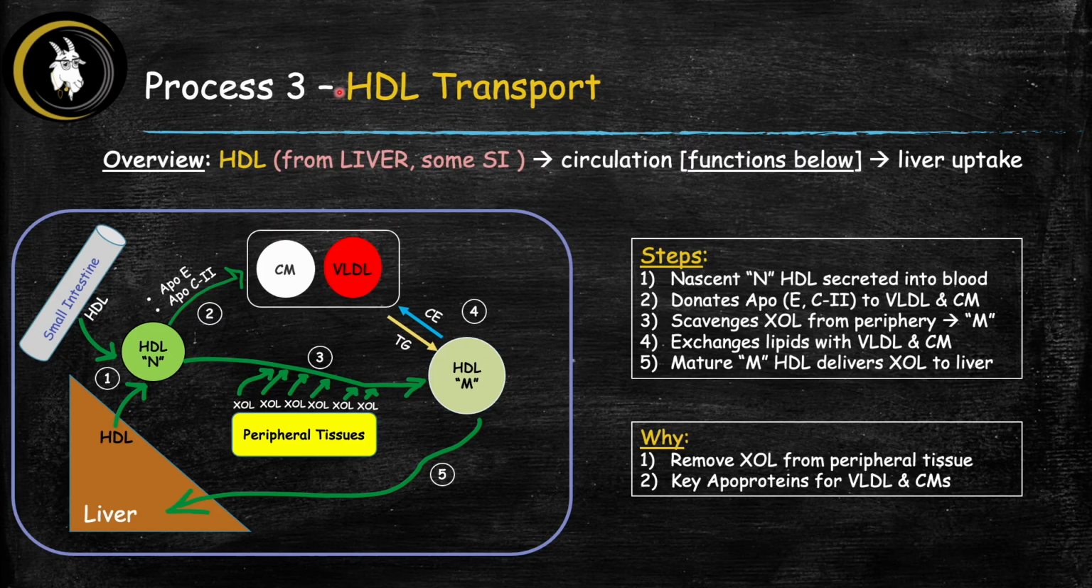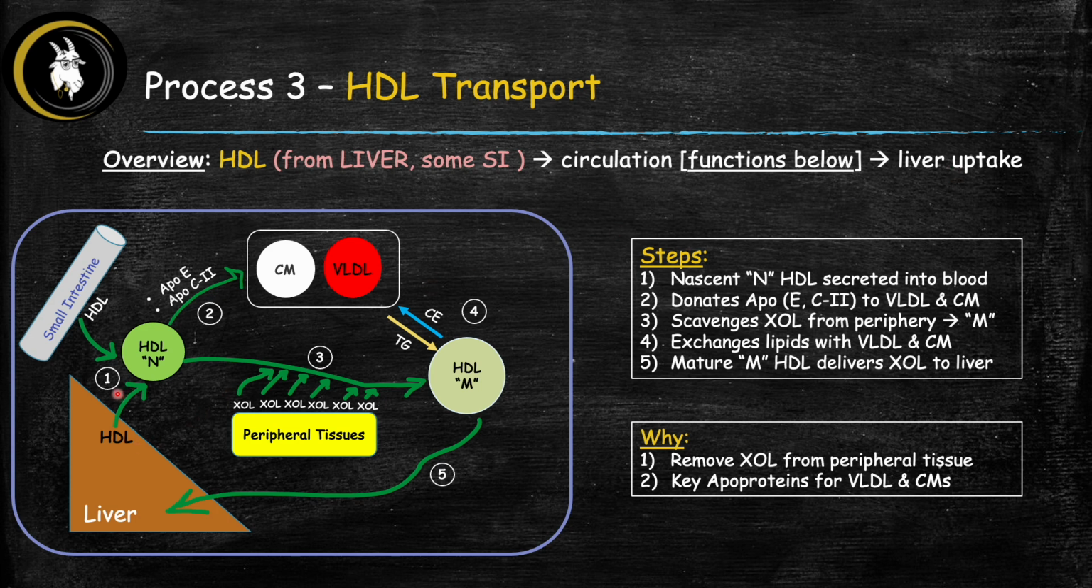All right, so now let's move on to our final process, which is process 3, which is HDL transport. And just like we did with the other two, I'll start with a quick overview of what's happening here. So we have HDL being secreted from the liver and some from the small intestines. It's going to circulate in the blood. It's going to do its functions, which are scavenging cholesterol from peripheral tissues, donating apoproteins, and exchanging some lipids. And then it's going to be taken back up by the liver at the end. So now let's go through the steps here.